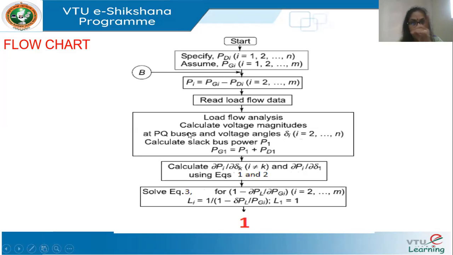Remember, in that formula we used, you get PI, which is the injected power. It's not the generated power. So the PG1 will be equal to P1 plus PD1. Next, you calculate the partial derivatives of the powers with respect to the angles using equation 1 and 2. And then you solve equation 3 for these terms, that is 1 minus dou PL by dou PGI, and you calculate the penalty factors as reciprocal of this, and the penalty factor of the slack bus, set it equal to 1. We take off from here in the next slide, that's why I marked the 1 here.